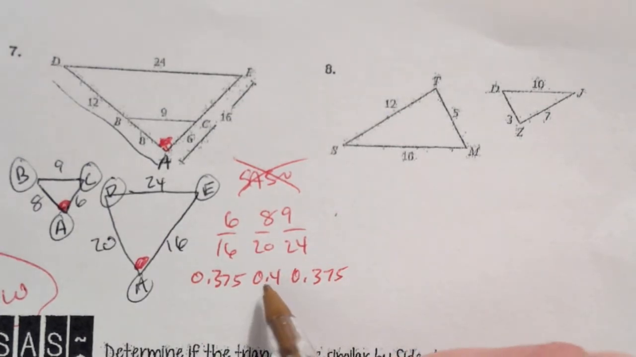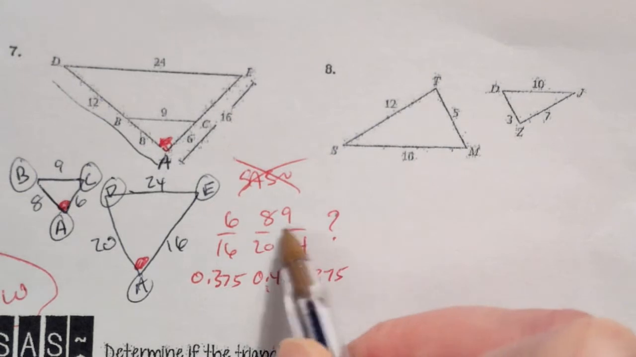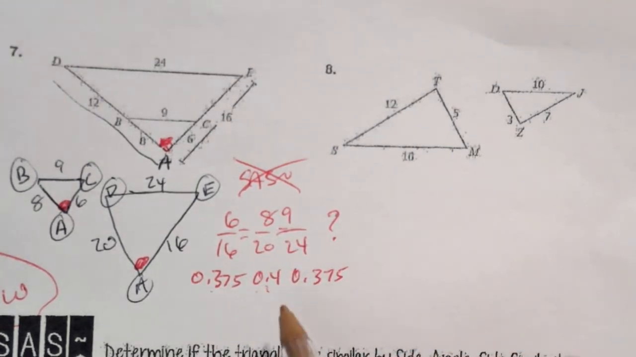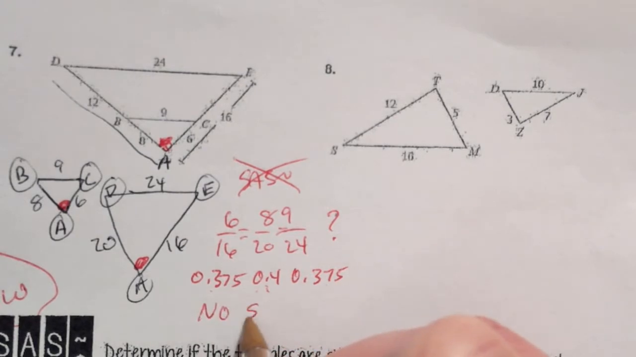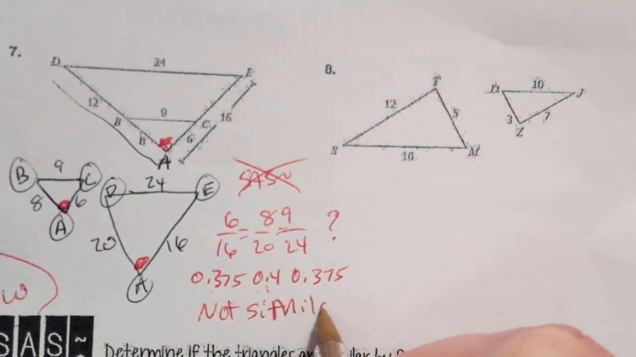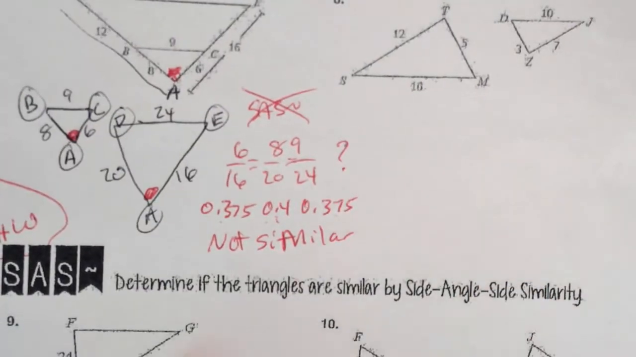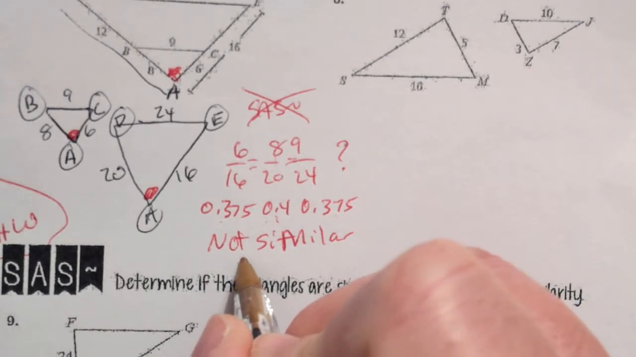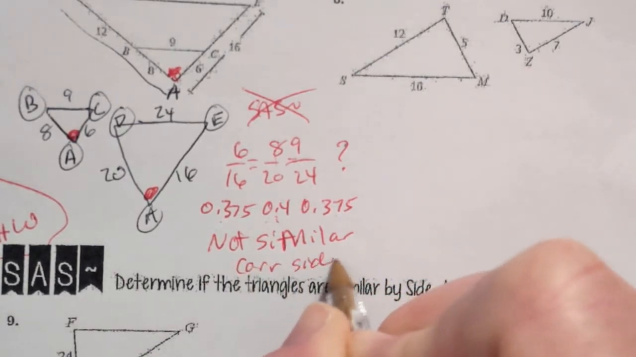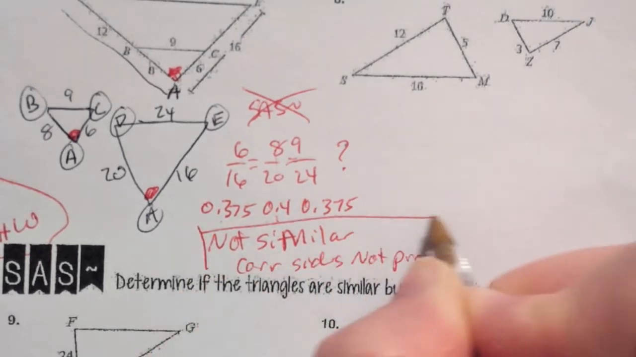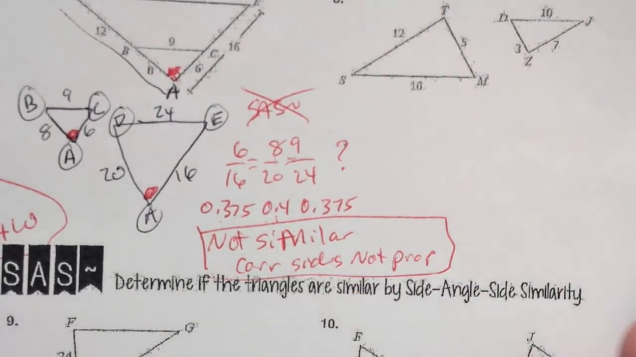And look at that. This is not equal. So that was the question: were the proportions equal? And they are not. So this is not similar. And what was broken? Was it the angles? No, it was the sides. This side was not proportional. So corresponding sides, not proportional. That was what was broken.